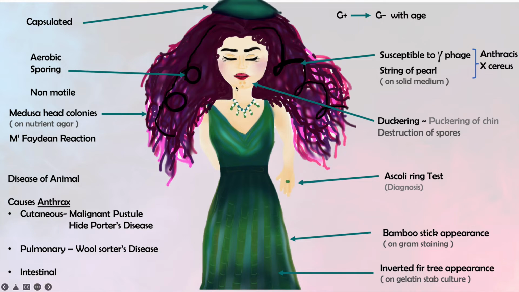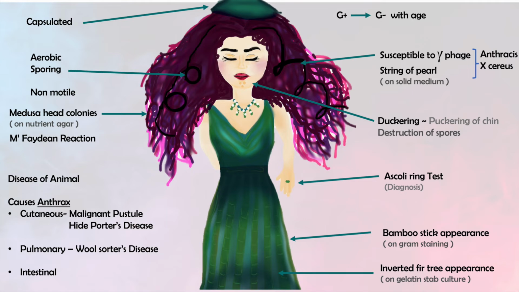Okay, so let's come over to the puckered chin. Puckering is a term very similar to Ducker's. And Ducker's is the process that is applied to destroy spores. So before any animal product is imported to any non-endemic region, we apply this process of Duckering where formaldehyde is used to inactivate the spores. So this was all about the puckered chin referring to Duckering. Now let's come over to the Ascoli ring. An Ascoli ring test is used to diagnose the disease Bacillus anthracis causes.